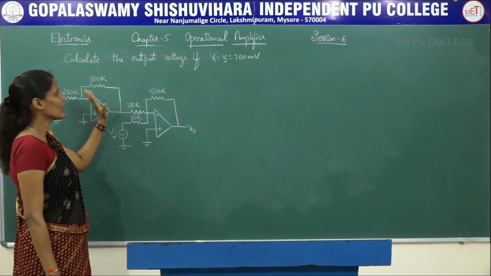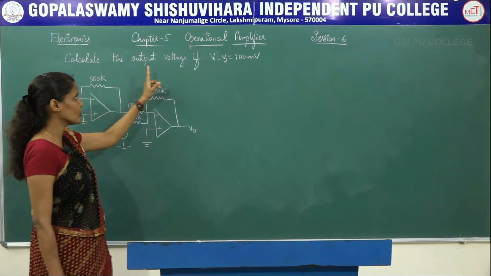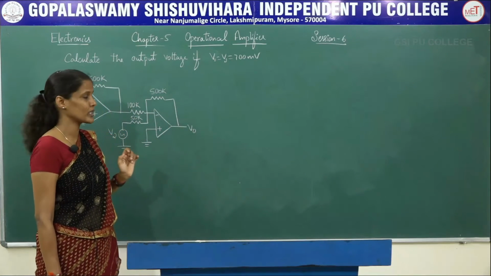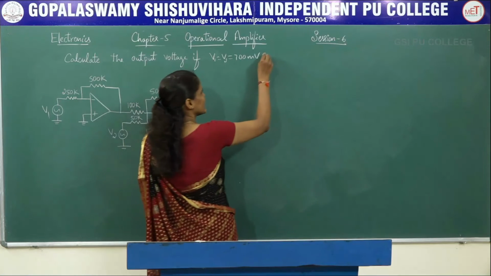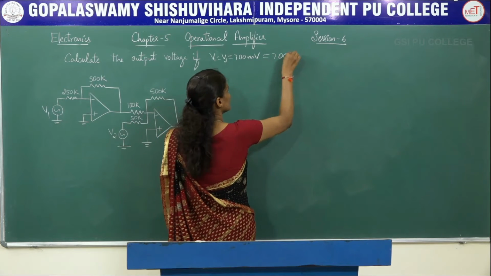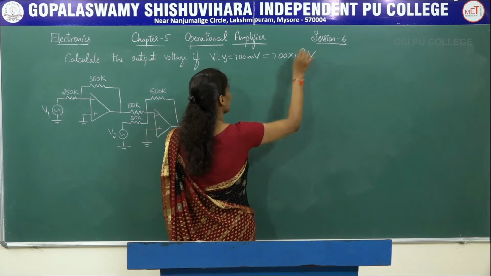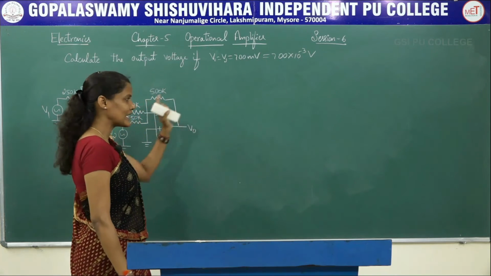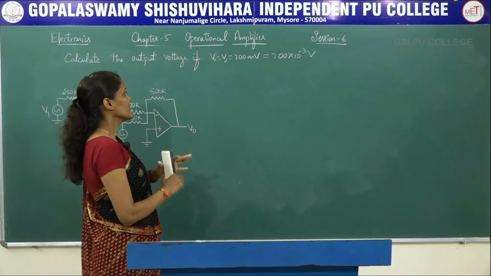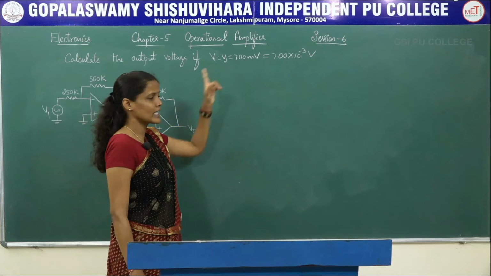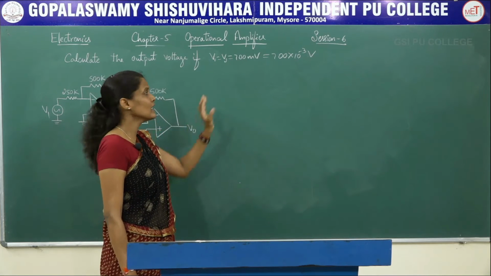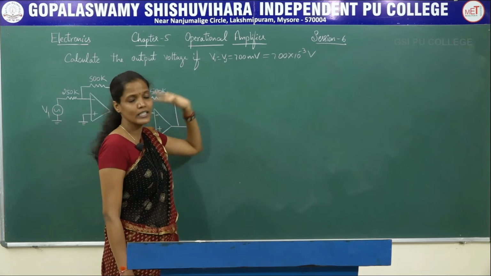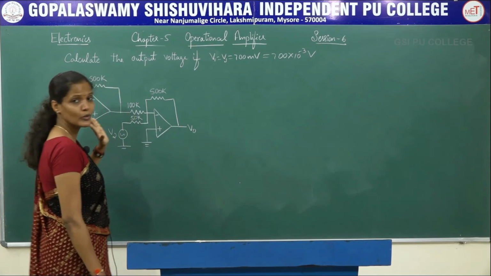Now this is the problem that is given. Calculate the output voltage if V1 equals V2 equals 700 millivolts. If milli is mentioned, what is it? 700 into 10 to the power of minus 3 volts. If you go wrong writing this 10 to the power of minus 3, then the entire problem will be wrong. So V1 equals V2 equals 700 millivolts, that is, V1 value is 700 millivolts and also V2 value is 700 millivolts. Both the values are the same.